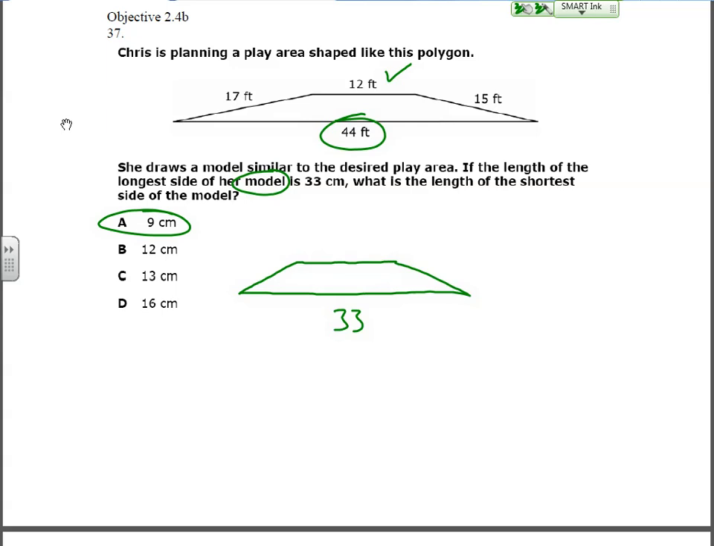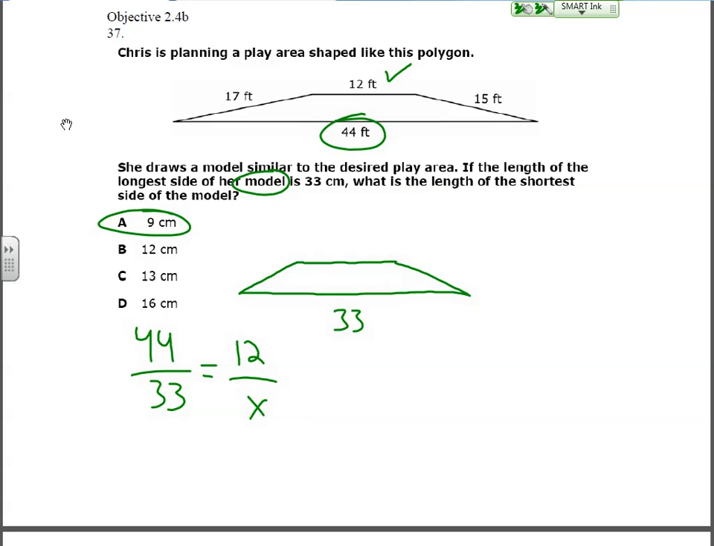Okay? Using proportions, you could set it up, long side over long side equals short side over x, and use cross products or whatever to solve this here. But yeah. Okay, Julia?